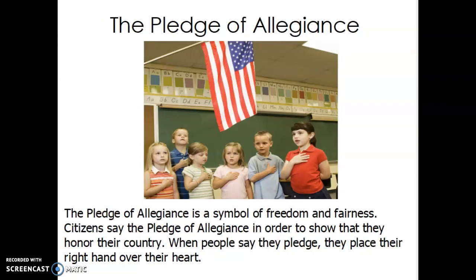The Pledge of Allegiance. The Pledge of Allegiance is a symbol of freedom and fairness. Citizens say the Pledge of Allegiance in order to show that they honor their country. When people say the Pledge of Allegiance, they place their right hand over their heart.